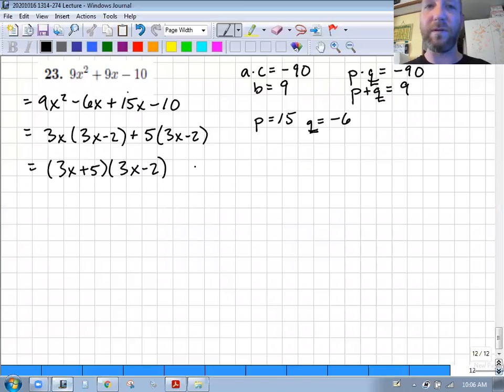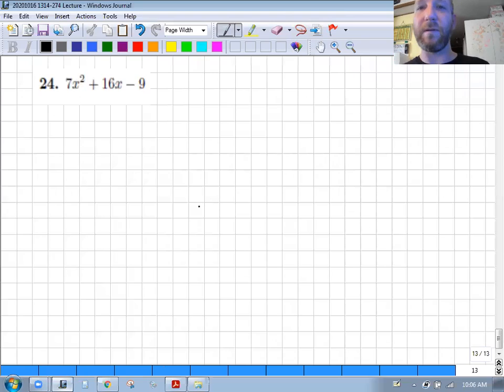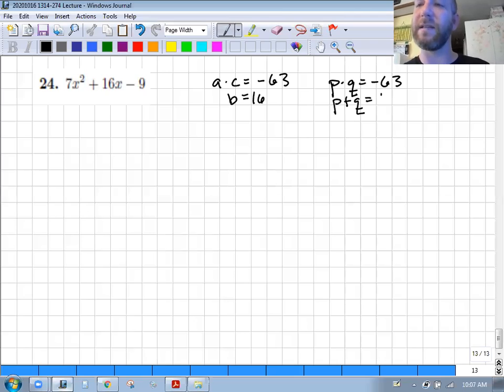Let's look at number 24. All right, let's see, our A times C, 9 times 7, is that 63, is that right? I can't remember my elementary school math. Yeah. So we need a P and a Q that multiply to give us -63. B is 16. So they need to add to give us 16, right? Which looks like 9 and 7 would work, right?